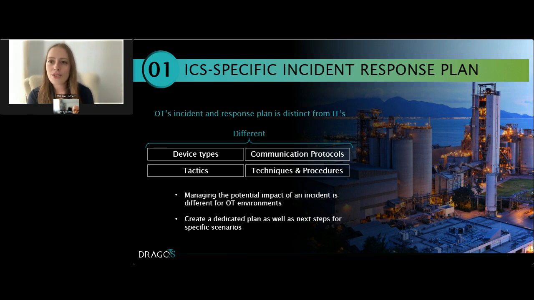And then also to think about managing the potential impact of an incident is going to be different depending on what vertical you're in. So thinking about the impact for a food and beverage company is going to be different than oil and gas or energy companies. So it's important to use those aspects to help prioritize and outline your ICS-specific incident response plan.